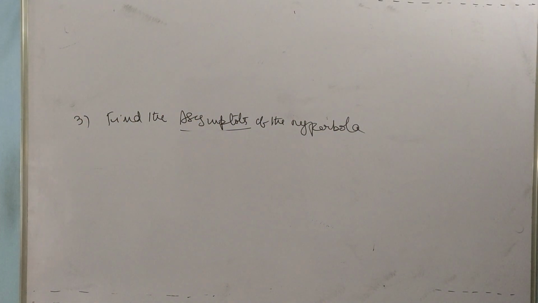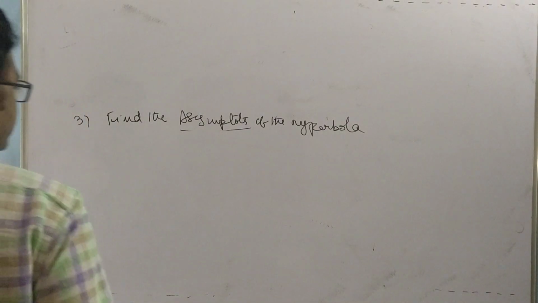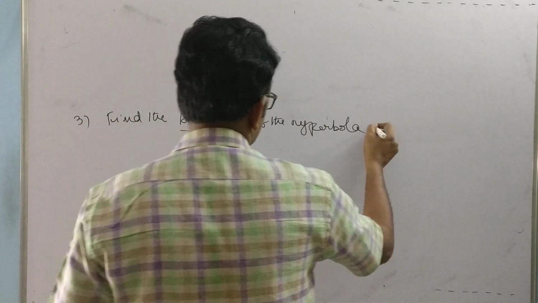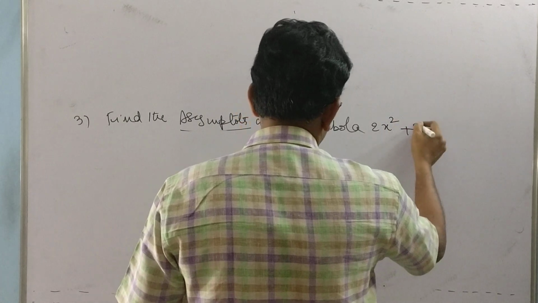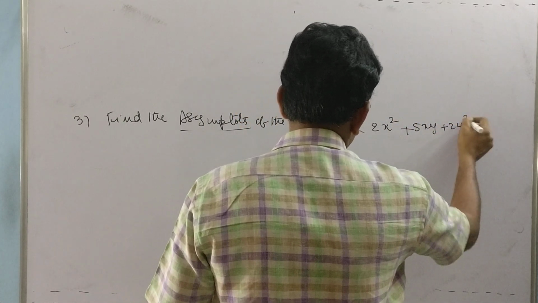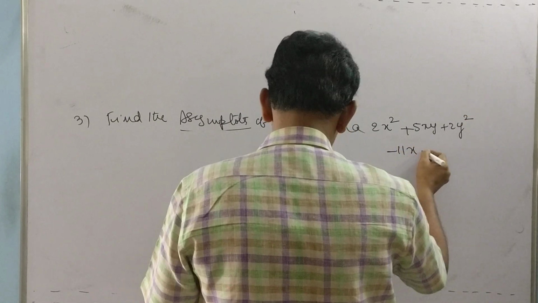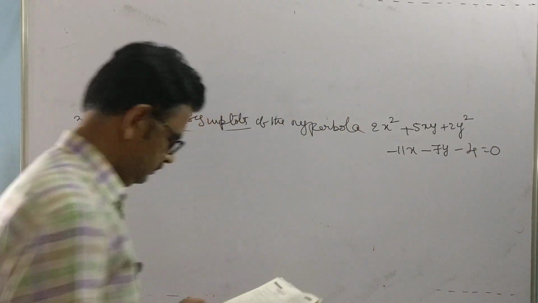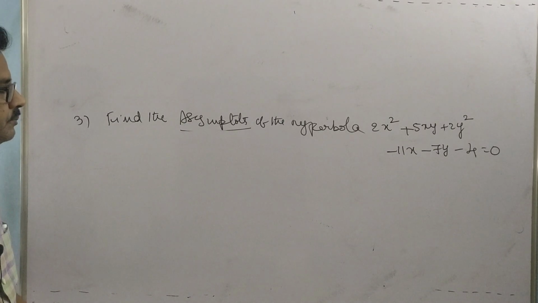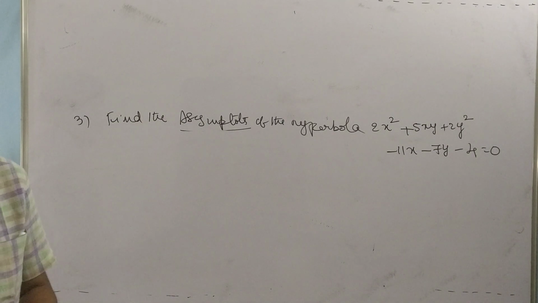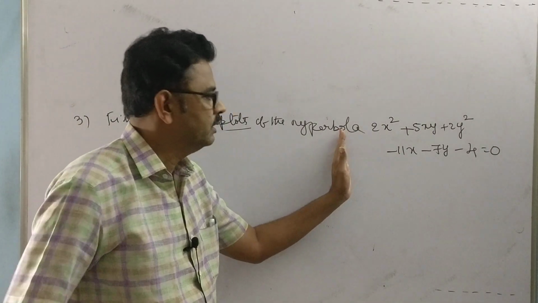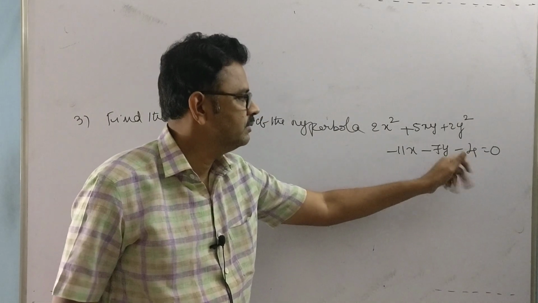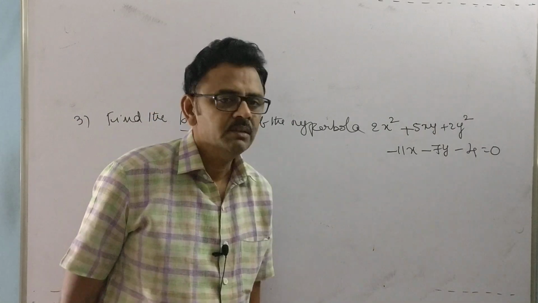Next one, find the asymptotes of the hyperbola 2x square plus 5xy plus 2y square minus 11x minus 7y minus 4 equal to 0. So this is hyperbola. Asymptotes means the same plus k equals 0. Asymptotes represents pair of lines, so delta equals 0. So you get the k value.